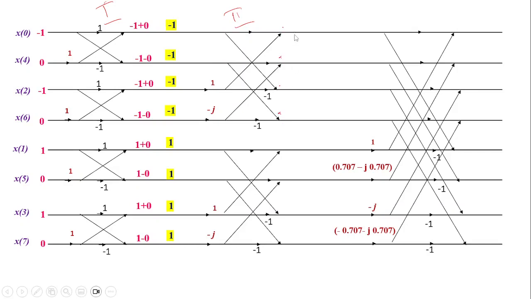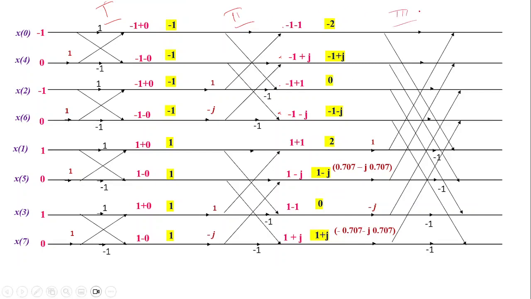So here -1 and -1 into 1 is going to be -1, so the pair is -1 plus -1, giving -2. And here it is -1, -1 into minus j is going to be plus j, so -1 plus j, and here it's going to be -1 minus j. Similarly 1 and 1, so 1 plus 1, 1 minus 1. 1 and minus j, so 1 minus j, 1 plus j. So the output of stage 2 is -2, -1 plus j, 0, -1 minus j, 2, 1 minus j, 0, 1 plus j. This will be the input for stage 3.